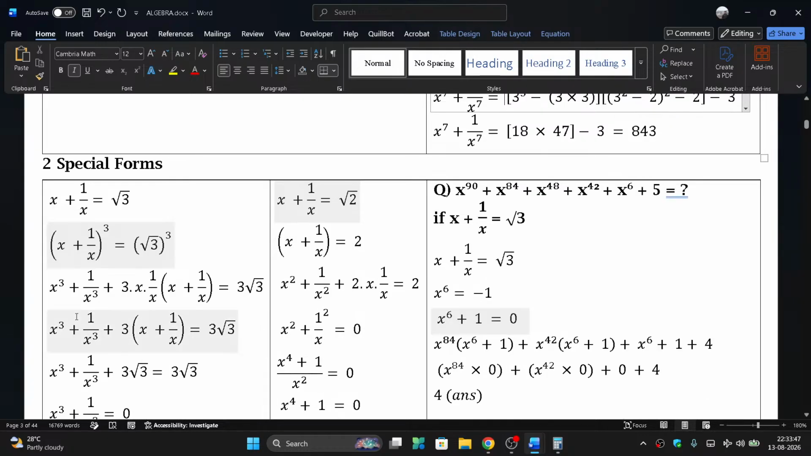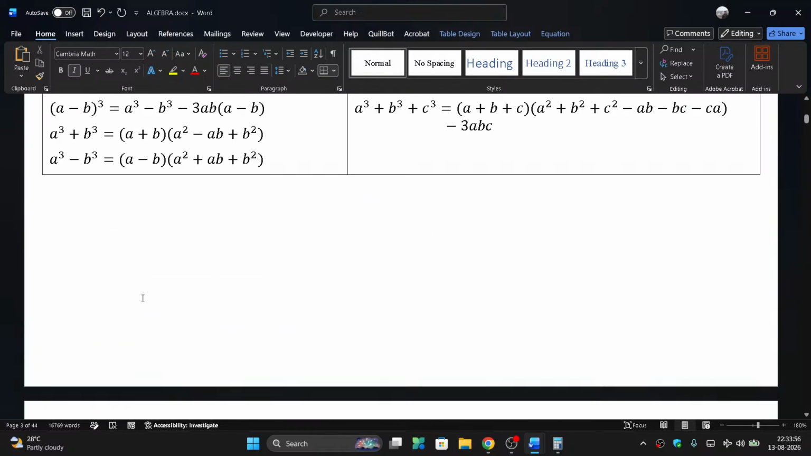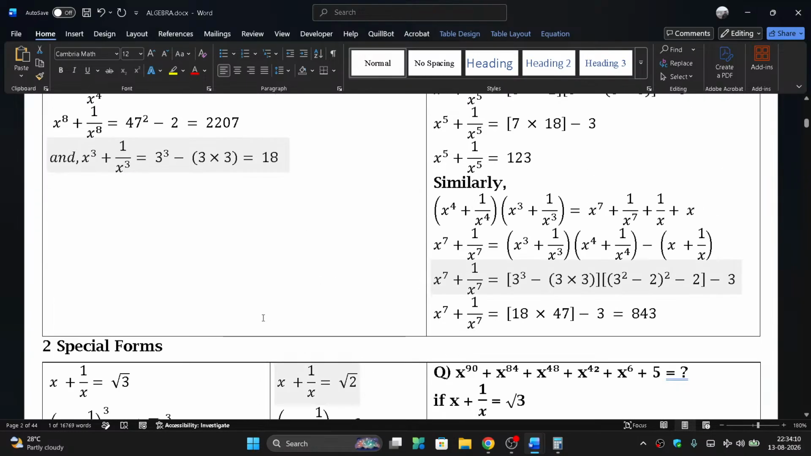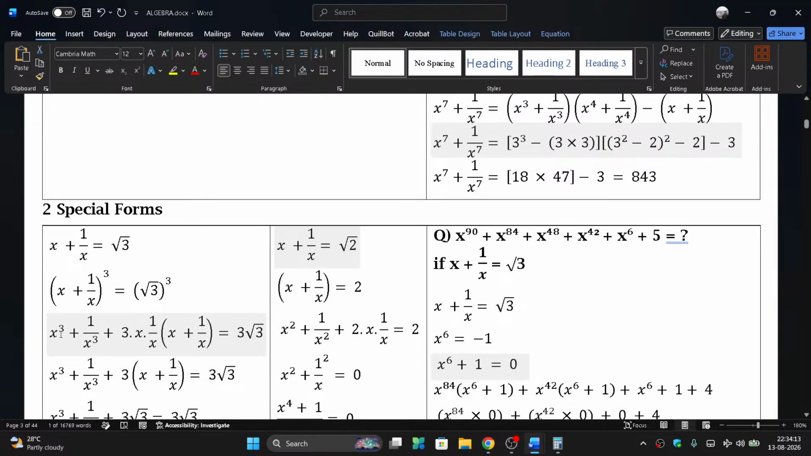We know the formula that a plus b whole square equals a square plus b square plus 2ab. We can also confirm that a plus b whole cube equals a cube plus b cube plus 3ab into a plus b. So the same thing is done here: x cube plus 1 by x cube plus 3 into x into 1 by x into x plus 1 by x is equal to 3 root 3.